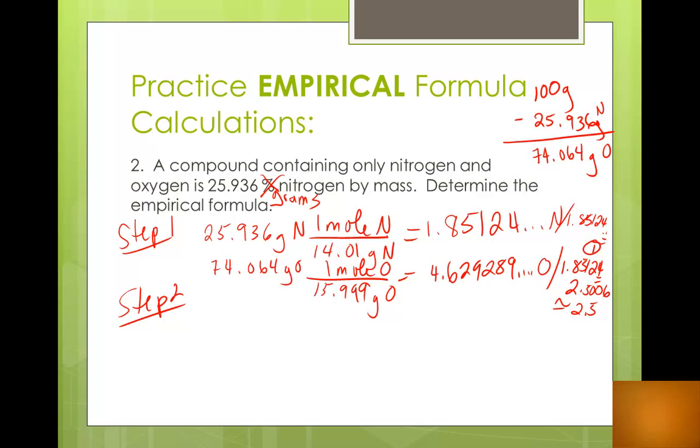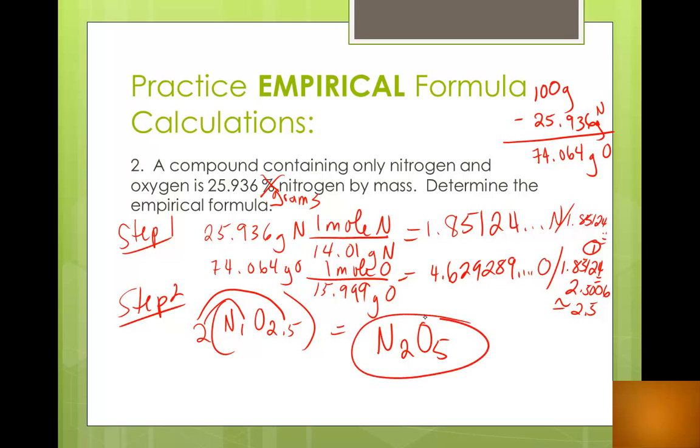Now here's where my note from step 2 comes into play. You'll notice that for oxygen we got about 2.5, but an empirical formula is the smallest whole number ratio, so I cannot have a decimal. So what I need to do is take both of those numbers times 2 to get whole numbers. So again, nitrogen had 1, oxygen was 2.5. I'm going to multiply by 2, and I distribute that 2 to both numbers, and I get N2O5. That is my step 3.